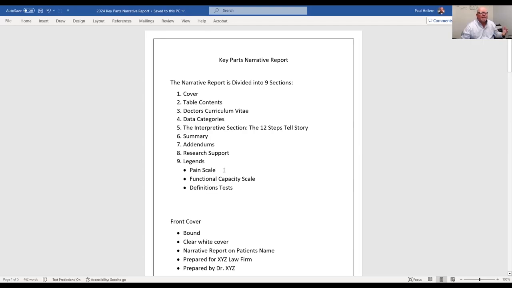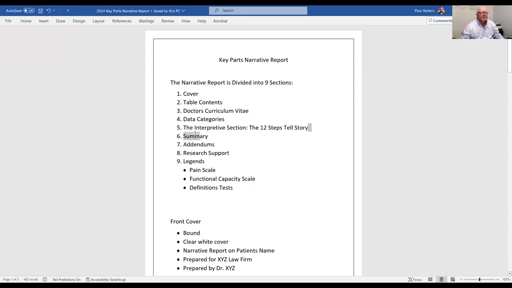So if I were to break this down by level of difficulty: cover, easy. Table of contents, easy. Doctor's curriculum vitae, easy. Data categories, easy. All you're doing is organizing the data in those data categories. There's no comments. You're just putting the initial exam and the re-exam at MMI, and that's it.